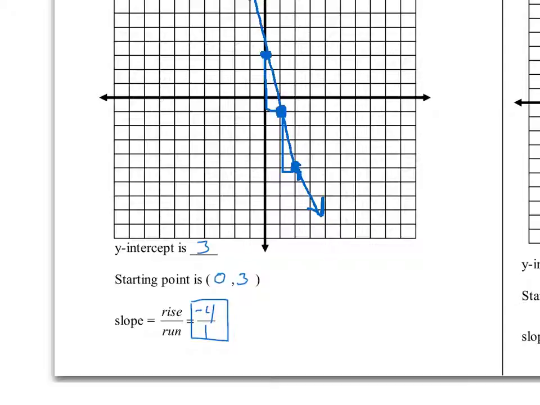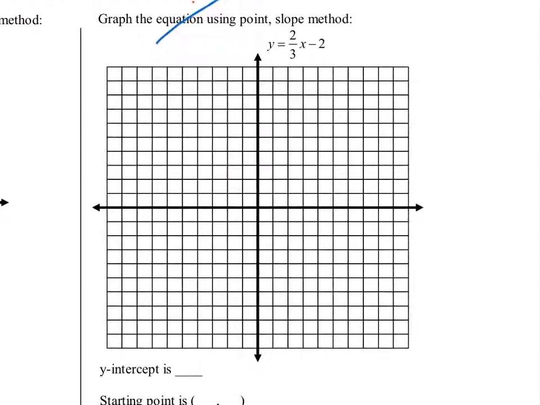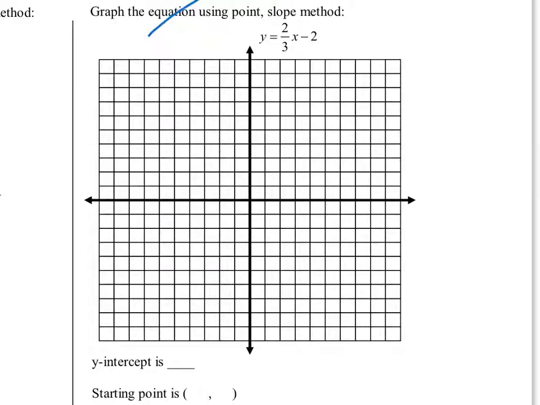Let's look at another example. Here we're given the equation y equals 2/3 x minus 2. This is almost slope-intercept form. What's slightly wrong with this equation that makes it not quite slope-intercept form? Not quite y equals mx plus b. Yes, exactly. It has subtraction, so we should go ahead and switch that. y equals 2/3 x plus -2. If we do not switch that, we will end up starting in the wrong place.